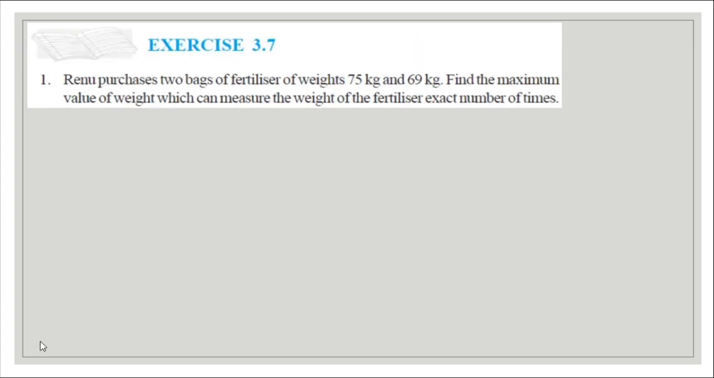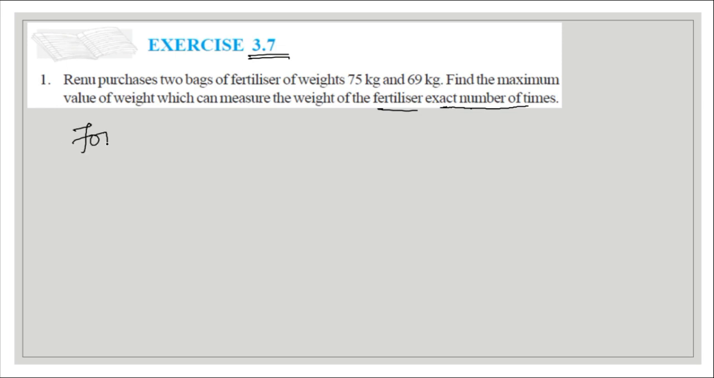Now we shall begin with exercise 3.7. There are many questions in exercise 3.7. Let's see one by one. The first question is, Renu purchases 2 bags of fertilizer of weights 75 kg and 69 kg. Find the maximum value of weight which can measure the weight of the fertilizer exact number of times. So it's a question related to the highest common factor.